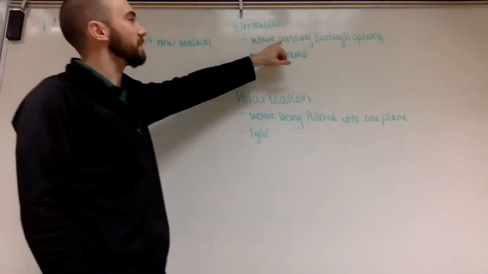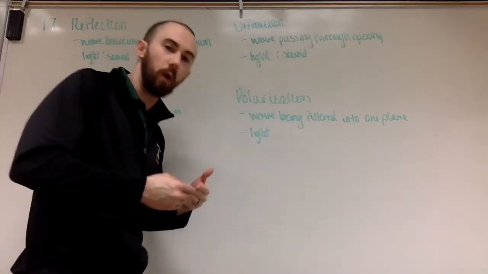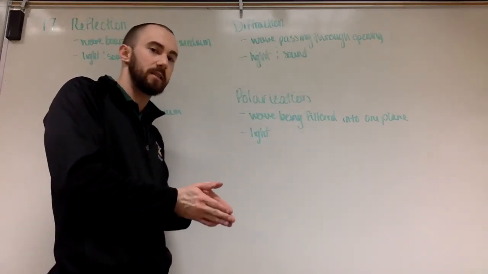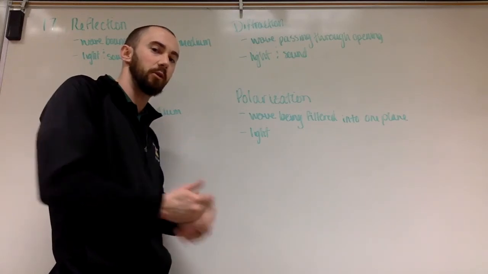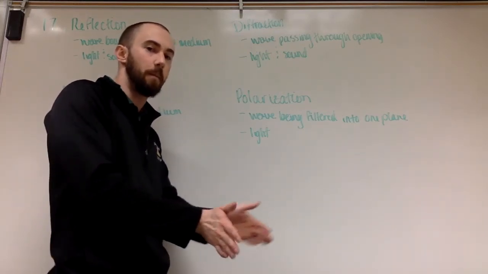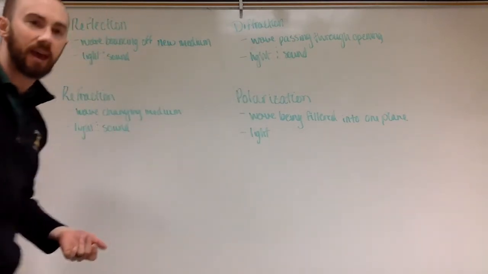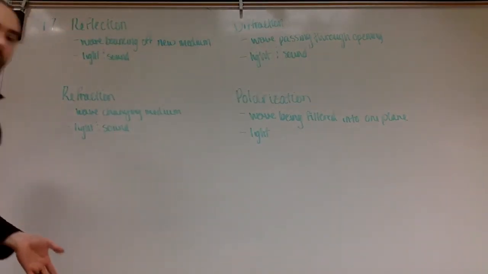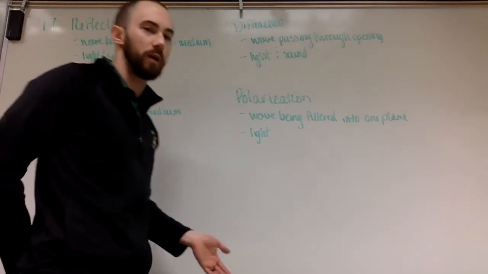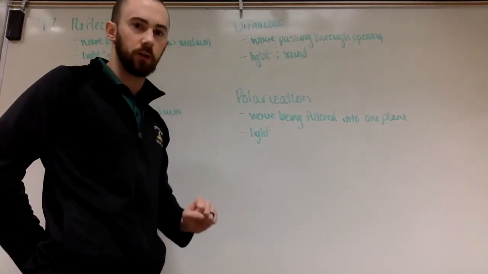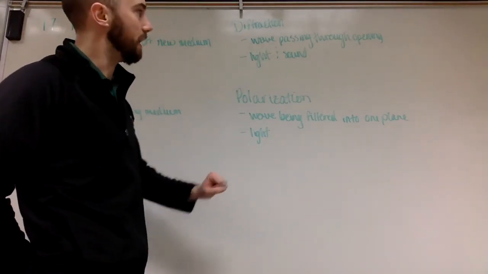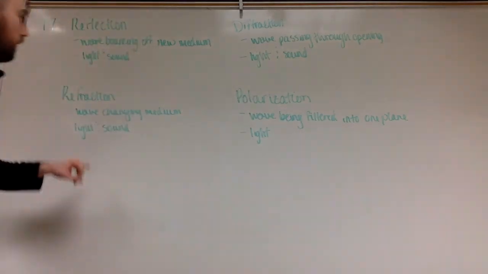Diffraction is a wave passing through an opening. This is where waves go through an opening, and as long as their wavelength is similar or smaller than the opening, they're going to bend as they go around the corners. And this works for both light and sound. This is why you can hear around corners and why you get weird wave patterns, which we'll talk about later as we get further into light, as light passes through openings.